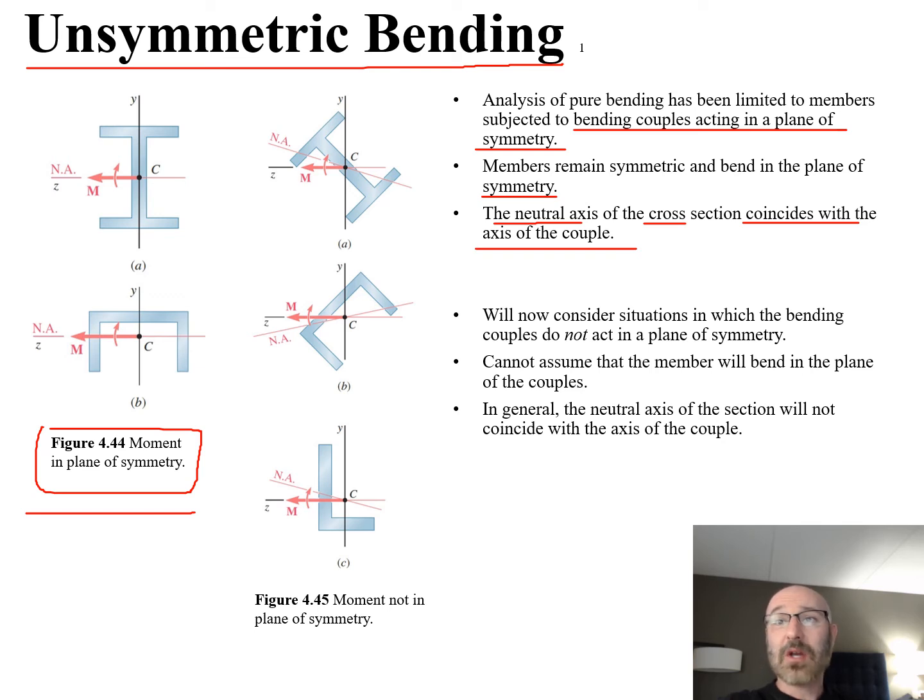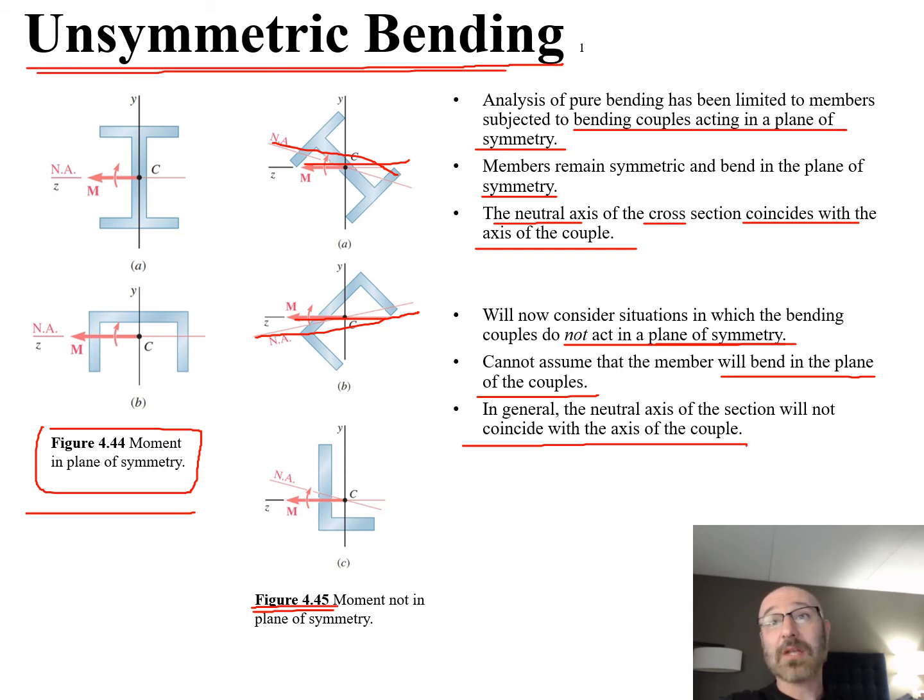But now let's consider situations in which the bending couples do not act in the plane of symmetry. This is illustrated in figure 4.45, where we can see the neutral axis and our bending moment. These do not act in the plane of symmetry as we've seen before. So in this case in figure 4.45, we cannot assume that the member will bend in the plane of the couples. In general, the neutral axis of the section will not coincide with the axis of the couple. So there are two different situations to deal with for unsymmetric bending.